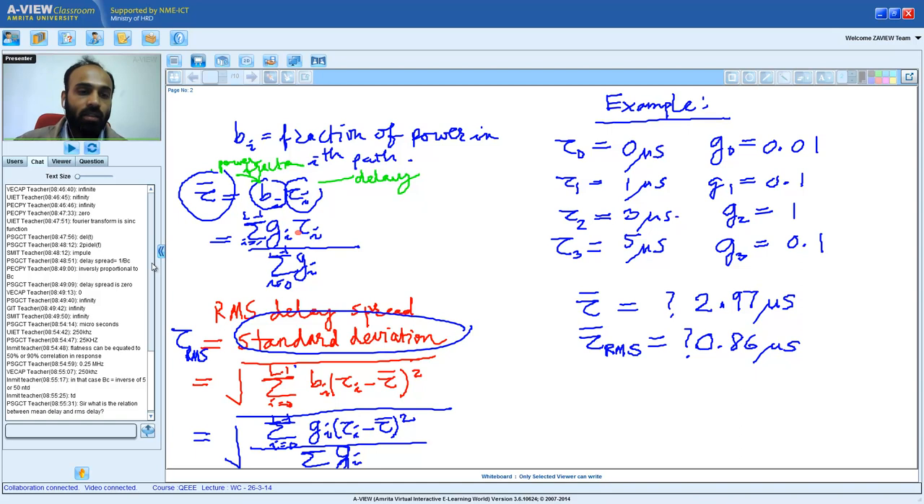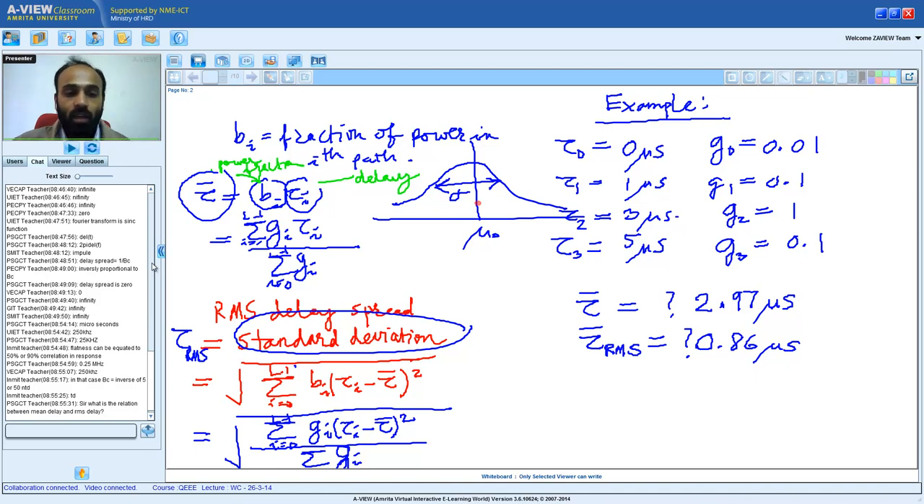Mean is the mean of a random variable. The standard deviation is the standard deviation of the random variable. For instance, if I have a Gaussian distribution, then the mean is basically the mean mu naught, and the standard deviation is related to the spread, that is sigma. So that is the same relation between the mean delay and the RMS delay. Mean delay is simply a delay, mean, and RMS delay spread is the spread, that is the standard deviation.